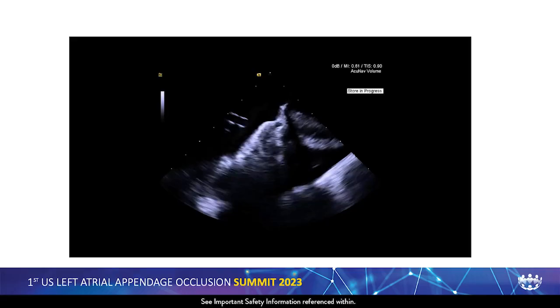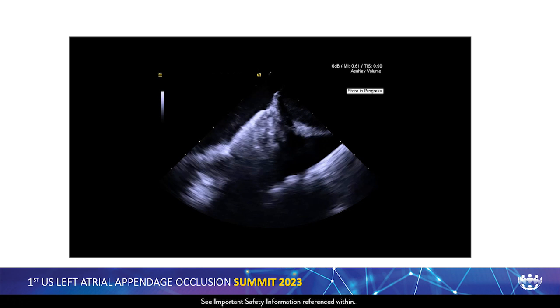And these are the final TEE pictures that we got at the end of the case, just to confirm that everything looked good. So that's one example of how we can utilize 3D ICE in clinical practice, and I think over the next year or 2 years, you're going to see much more of it.